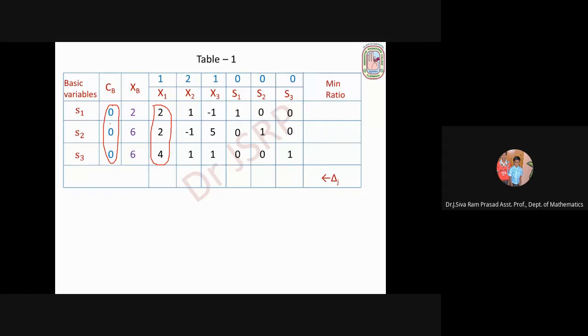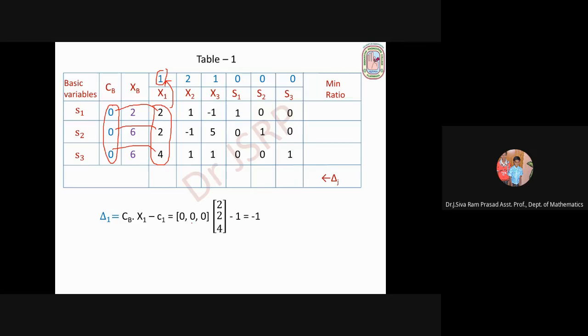In tabular form, it looks like a column. Okay, so CB into x1. So the product of these two vectors. Okay, how do you calculate the product? 0 into 2 plus 0 into 2 plus 0 into 4. That is 0 plus 0 plus 0. 0 minus C1, this value, minus 1. So delta 1 is minus 1. So the formula is delta 1 equals CB into capital X1 minus C1. CB is 0 0 0, actually it is a row. Capital X1 is this column 2 2 4, minus C1. C1 is this value.